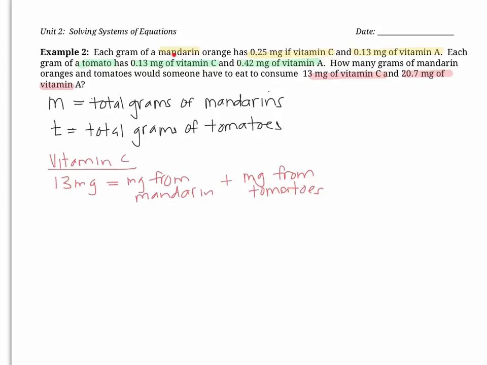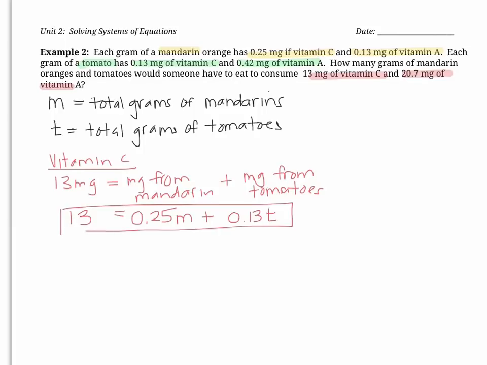Well, taking a look back to our little highlighted yellow, we get 0.25 milligrams of vitamin C from 1 gram of a mandarin. So that means that our milligrams from a mandarin of vitamin C are going to be 0.25 times M, because M is the total grams of mandarin. So if there's 1 gram of a mandarin, we get 0.25 milligrams of vitamin C. If there's 2 grams of a mandarin, we're going to get 0.25 times 2. And how about milligrams from a tomato? Well, we get 0.13 milligrams of vitamin C from a tomato. So that's going to be 0.13 times the total grams of a tomato. And that must equal 13. So this must be our first equation.